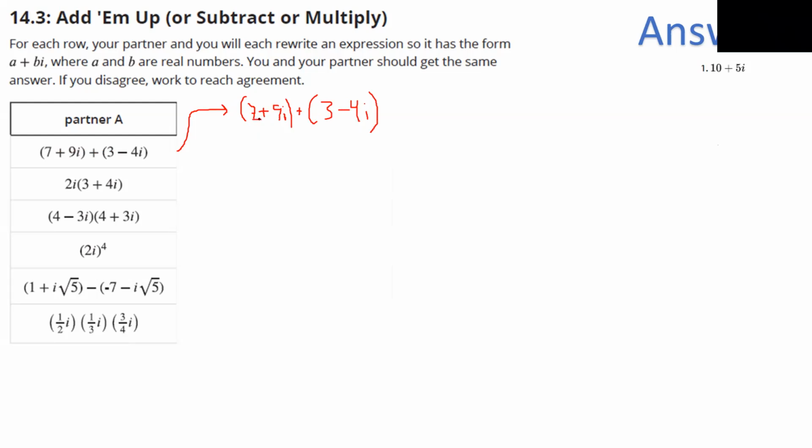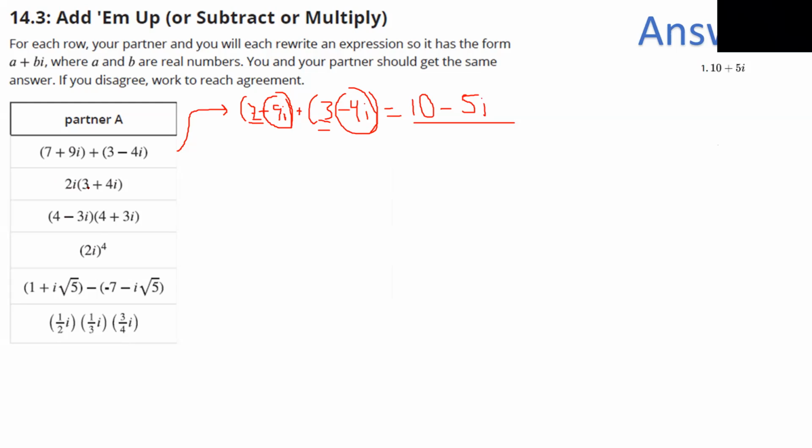So here, we're gonna add the 7 plus the 3, and 7 plus 3 is 10. And then we add the imaginary, 9i minus 4i. 9 minus 4 is the same thing as saying 5. Okay. And that's how we got our answer. Okay. So now go ahead and take a couple of minutes or seconds to figure out part 2. Go ahead and do that now.